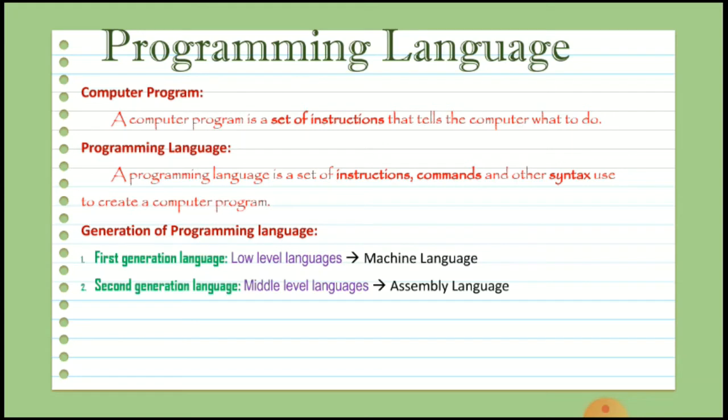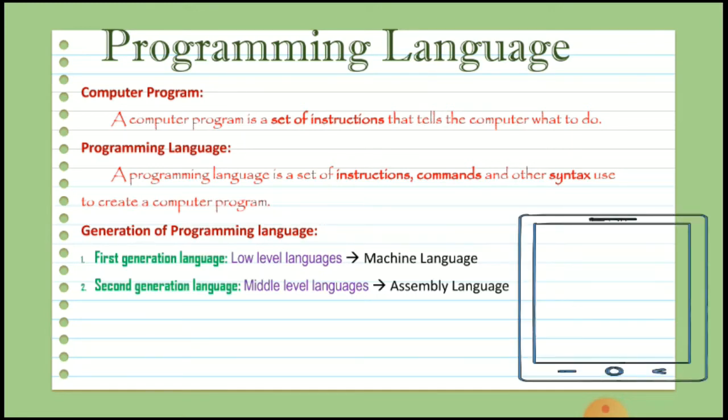Instead of using the combination of zeros and ones, the second generation language uses words similar to English language. For example, if you want to perform addition, you can write the instruction by using the word add. To store the value, you can use the word str.